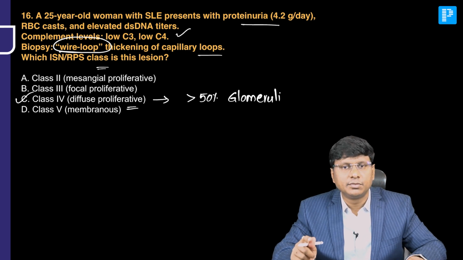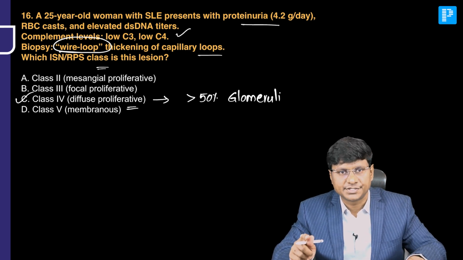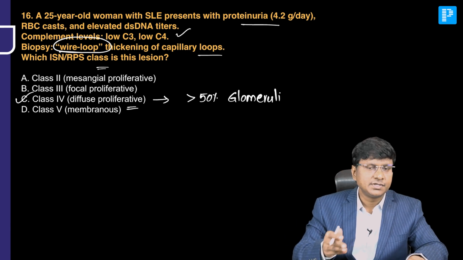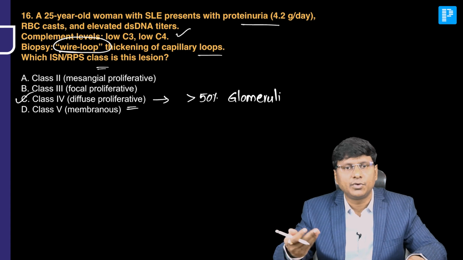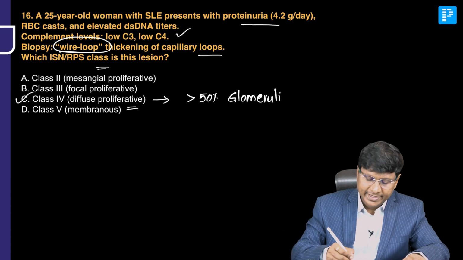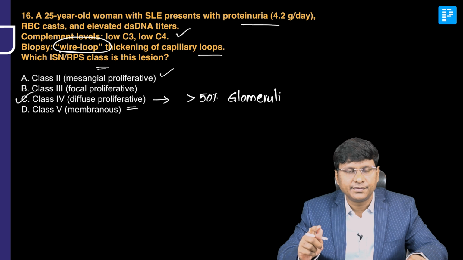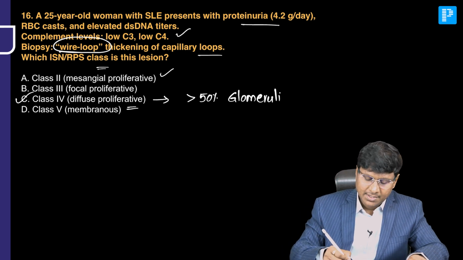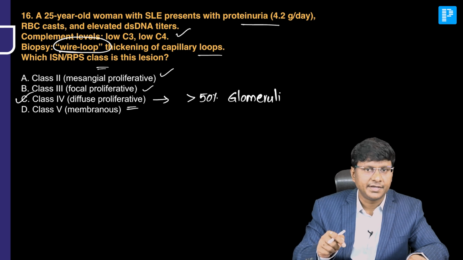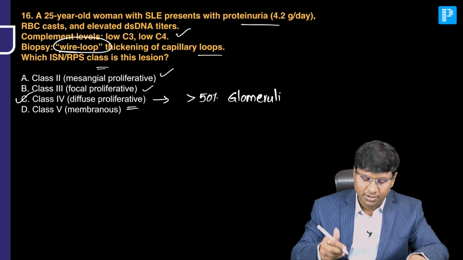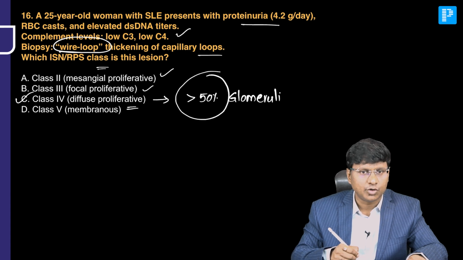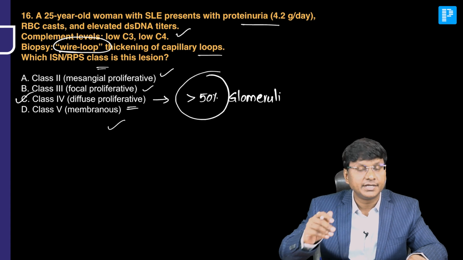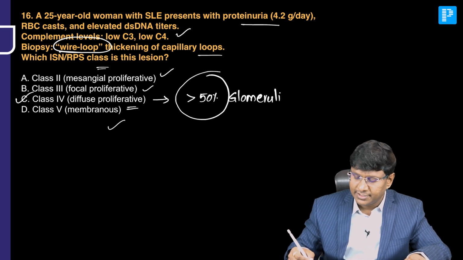Right, more than 50% of glomeruli are affected with subendothelial deposits, and that will give you the wire loop appearance. This diffuse lupus nephritis is the most common and a severe form of lupus nephritis. Whereas in class 2, mesangial proliferative, there will be mesangial hypercellularity and mesangial immune deposits as well. In focal proliferative, less than 50% of the glomeruli are involved. In diffuse, more than 50% of glomeruli are involved. Whereas in class 5, that is membranous, you will have subepithelial deposits causing nephrotic range proteinuria. So this is about lupus nephritis.